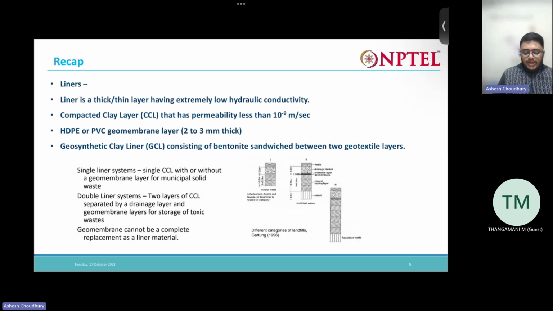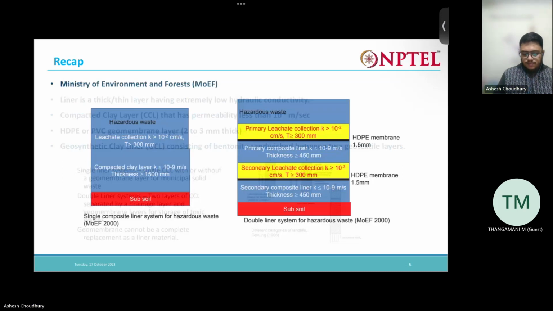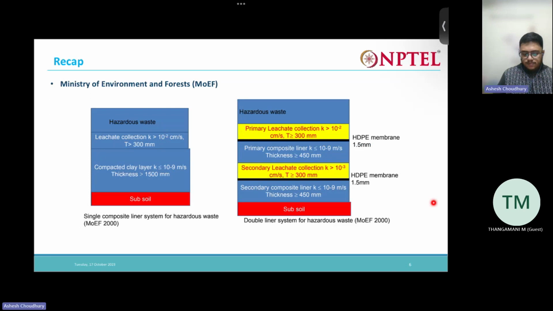So geomembrane cannot be a complete replacement as a liner membrane. So just geomembrane we cannot use. We have to use the compacted clay layer also with it. The Ministry of Environment and Forests has given some of these. You can see the specifications for single composite liner system and for double liner system.